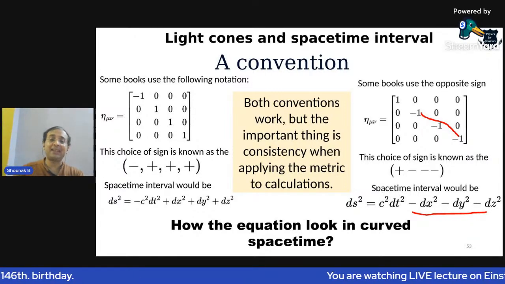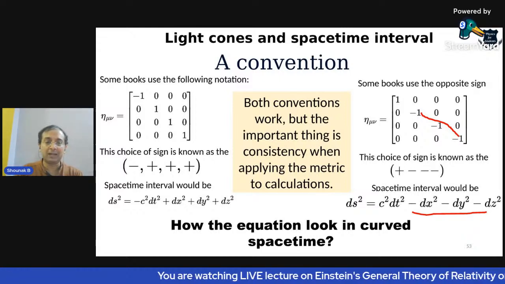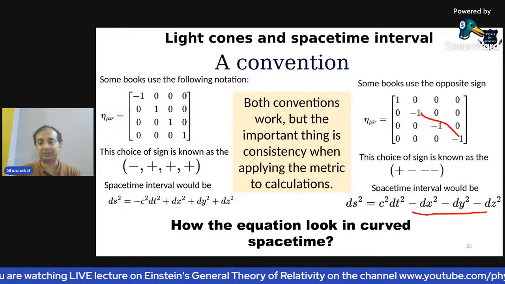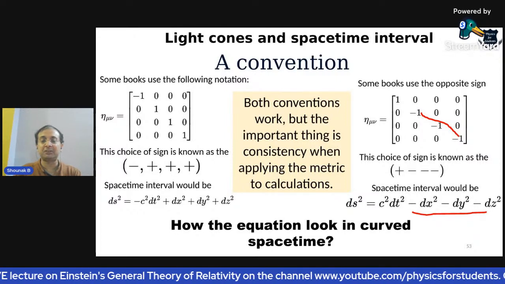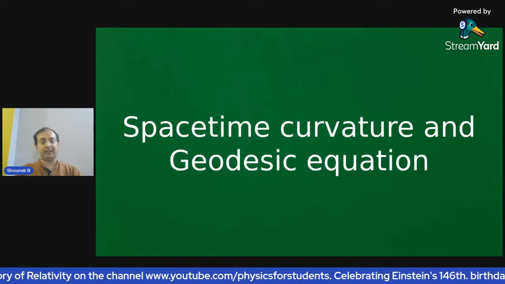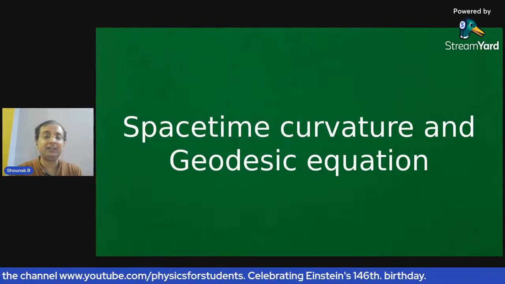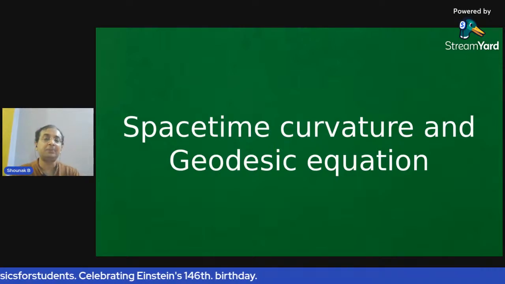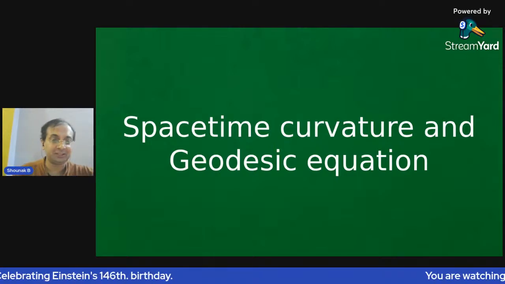Now the question is that we learned about all those things, which are all good and fine in terms of flat space-time. As I told you, this looks flat. But how will it look in a curved space-time? This is the final part of today's discussion, and this is what is called space-time curvature and the geodesic equation.